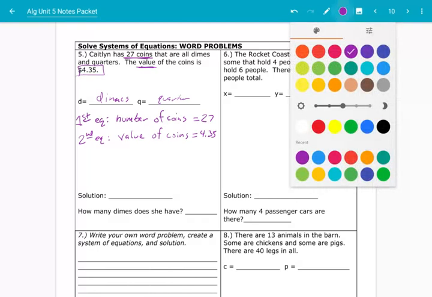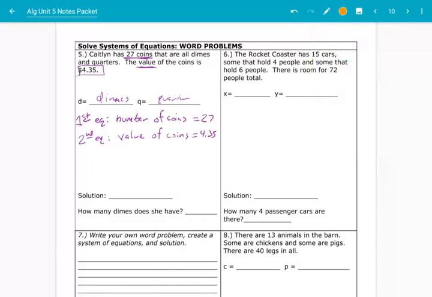We'll figure that out. For the second one, the rocket coaster, I guess it's a roller coaster. The rocket coaster has 15 cars, some that hold 4 people and some that hold 6 people. And there is room for 72 people total. Well, here I would say there are 2 different types of cars, 4 people and 6 people. So X is the 4-person car, and Y is the 6-person car. And there's room for 72 people total.